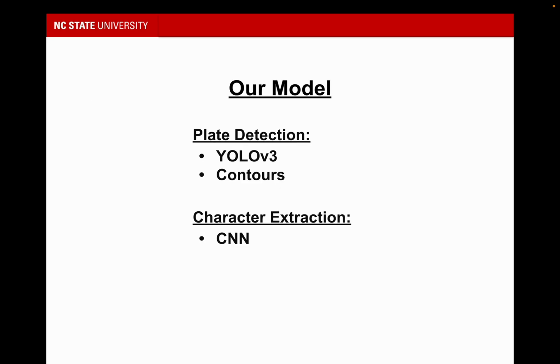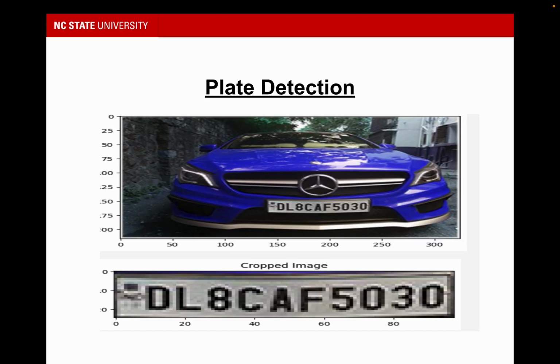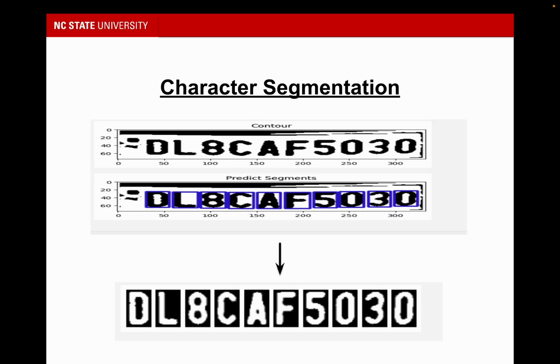Therefore, for the plate detection part, we are using YOLO v3 and contours, and for the character extraction part, CNN is the best option. And on applying our YOLO v3 and contours model, you can see that the license plate has been detected much more accurately than the baseline did. And this is how the contour would convert the license plate.